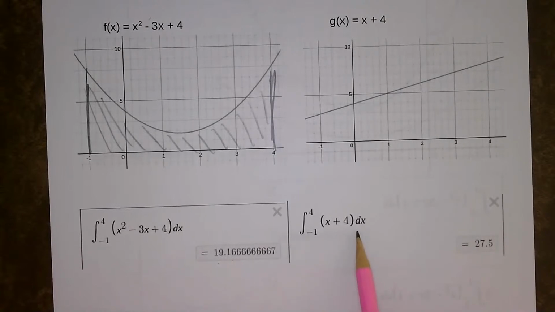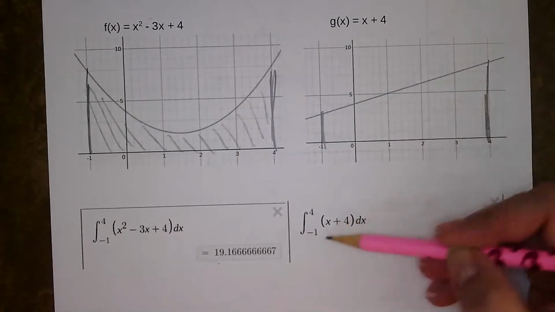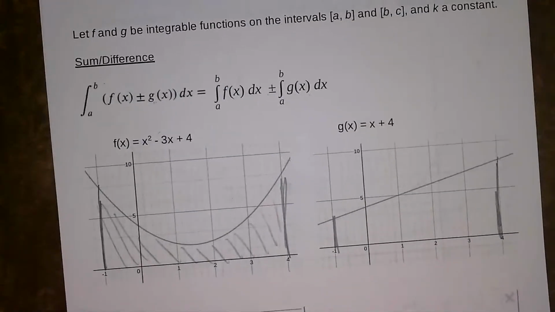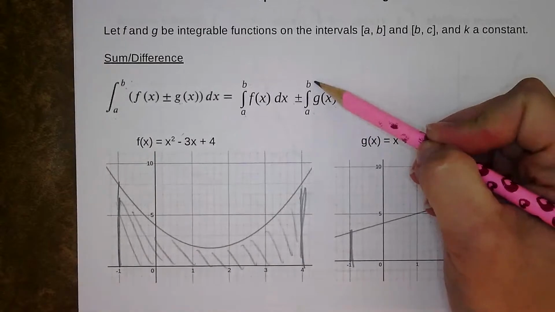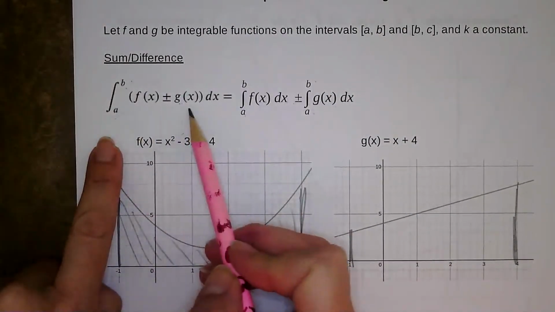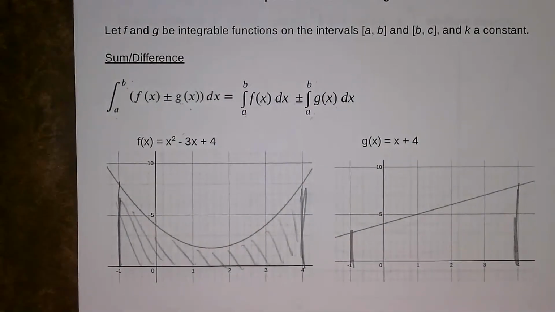If I have another function, x plus 4, and I find the same a and b values, from -1 to 4, here's the property. These values of a and b, the start and stop values of your definite integral, have to be the same as the original sum or difference. You can't change your left and right bounds.